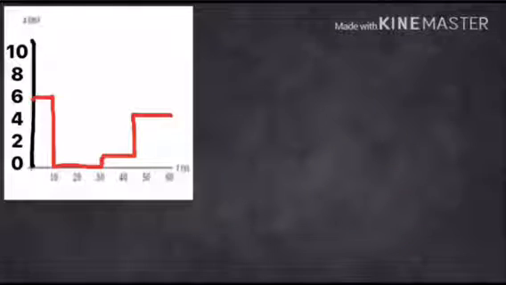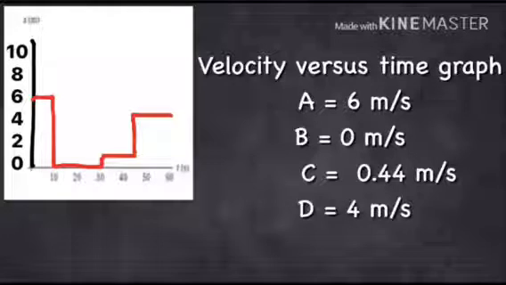The last step is the velocity versus time graph. We use the data of velocity in the table shown a while ago. So letter A is 6 meters per second, letter B is 0 meters per second, letter C is 0.44 meter per second, and letter D is 4 meters per second.